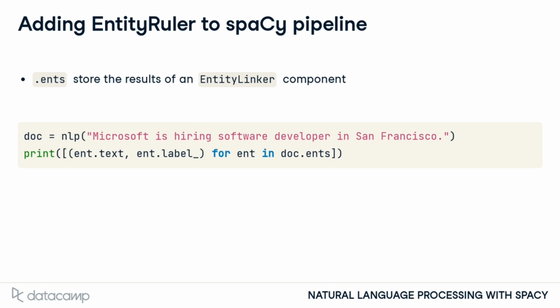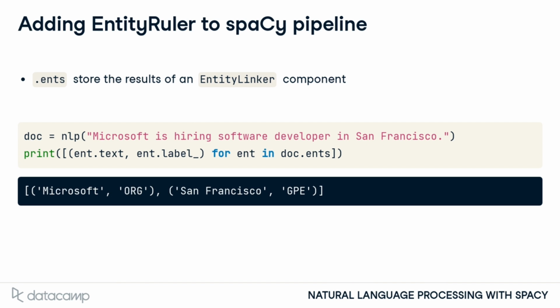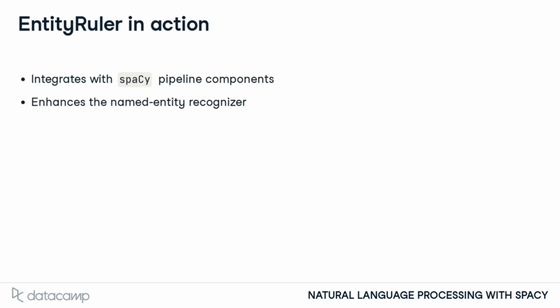Next, we run the model on a given text to generate a doc container. The NLP model uses the entity ruler component to populate the .ents attribute of the doc container. In this instance, Microsoft and San Francisco are extracted as entities with ORG and GPE entity labels respectively. The entity ruler is designed to integrate with spaCy's existing components and enhance the named entity recognizer's performance.